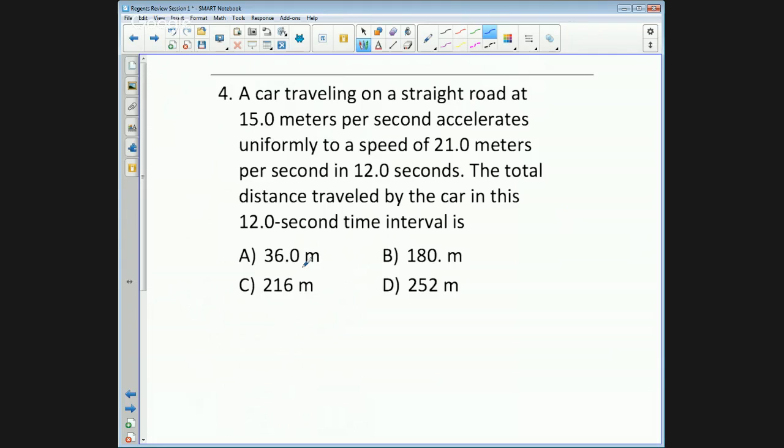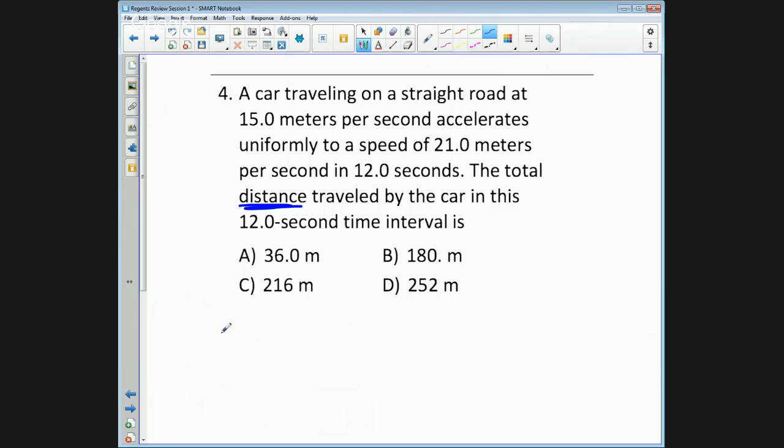Number 4 says a car traveling on a straight road at 15 meters per second accelerates uniformly to a speed of 21 meters per second in 12 seconds. The total distance traveled by the car in this 12-second interval is blank. So I'm trying to find distance.